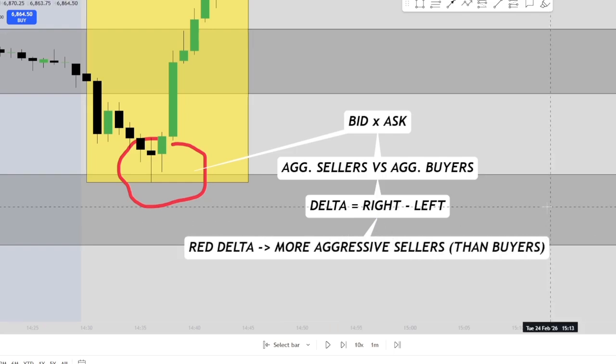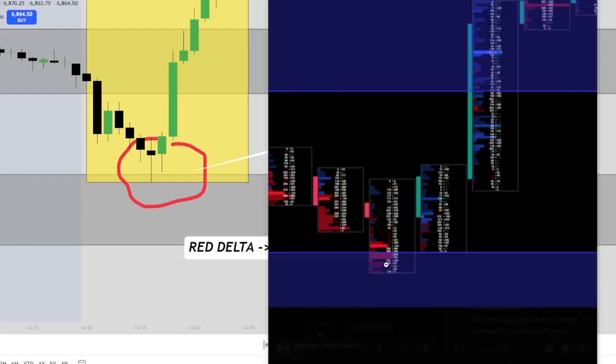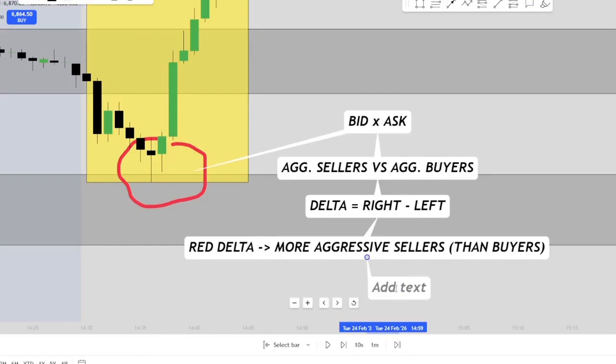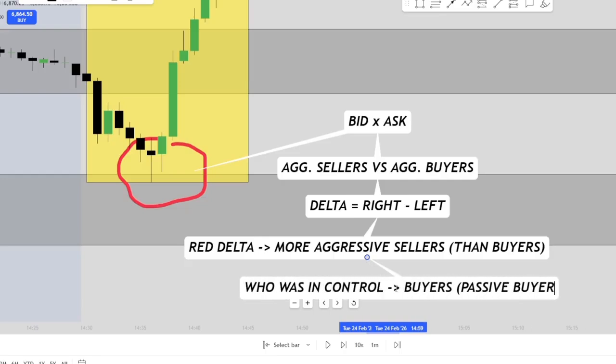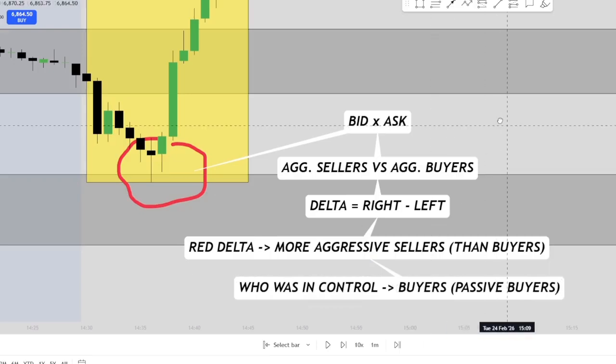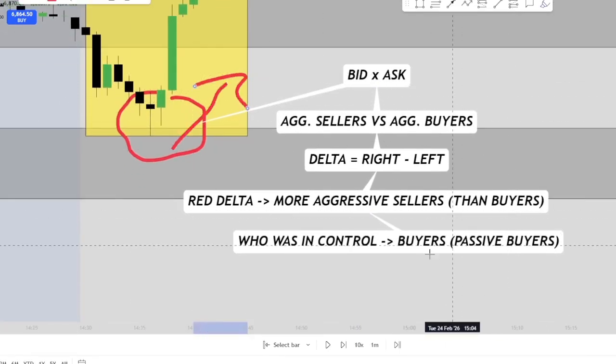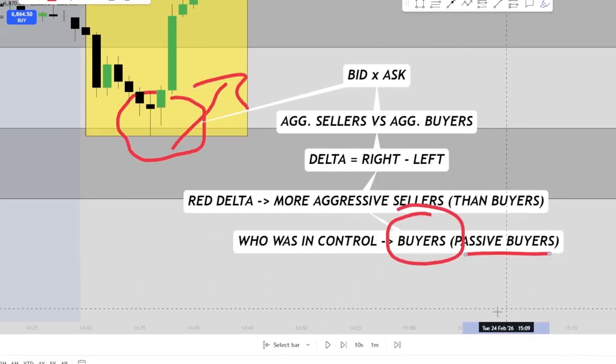Now, you want to look at that. You want to ask yourself something. If there were more aggressive sellers and the market moved higher, who was in control at this zone? Who was in control between the buyers and the sellers? Well, the answer is buyers. More specifically, we call these passive buyers. Passive buyers are basically what's driving price up at this zone.